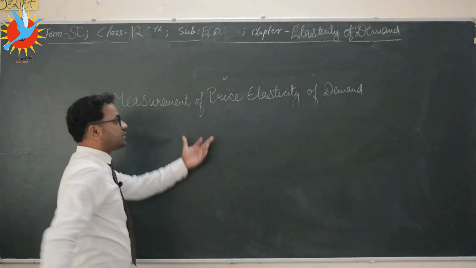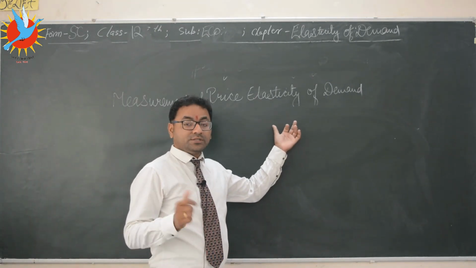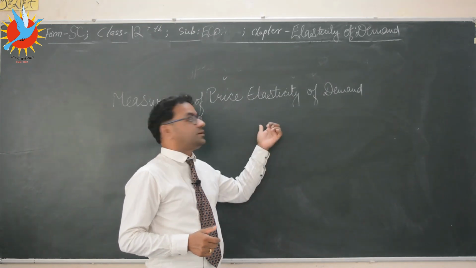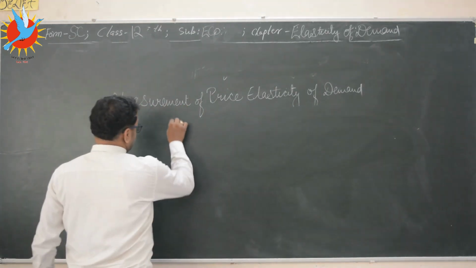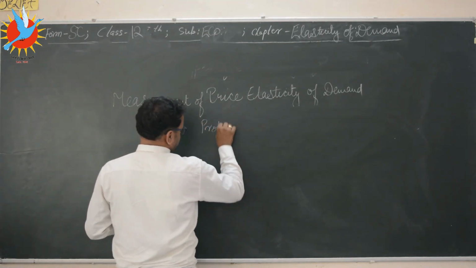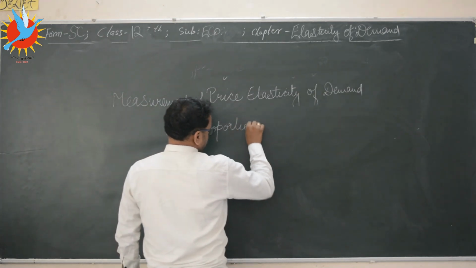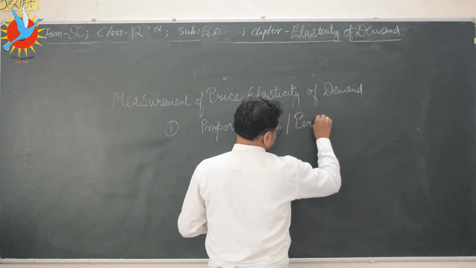How is price elasticity of demand measured? As we know that percentage change in demand due to a percentage change in price is called price elasticity of demand. These are measured through 3 different methods. First one is proportionate or percentage method.